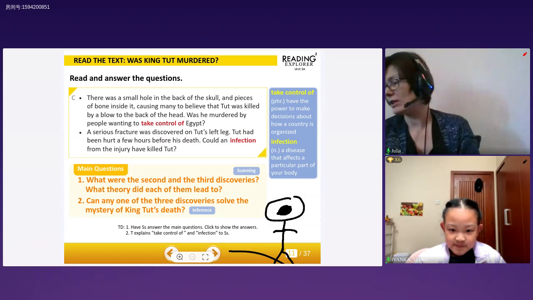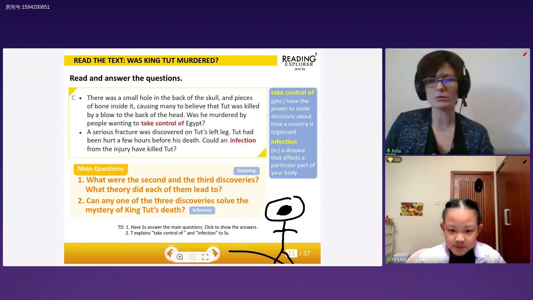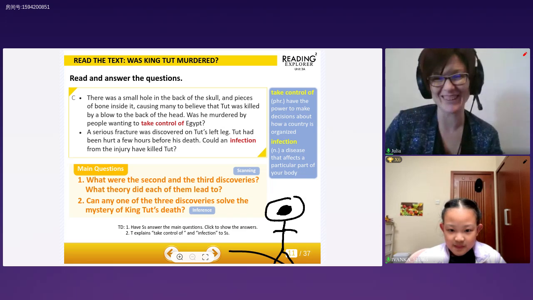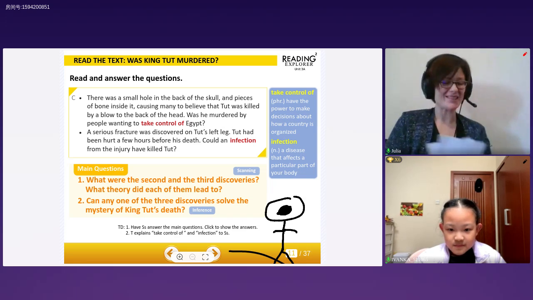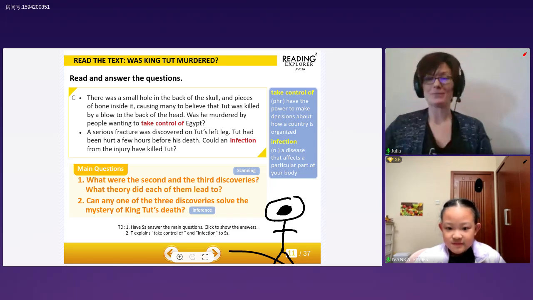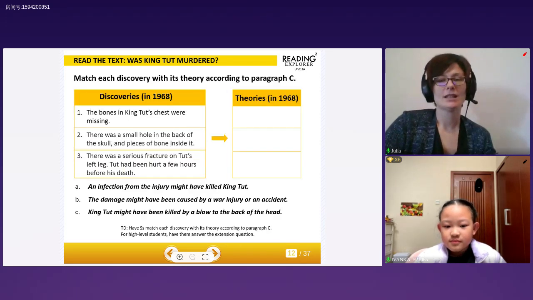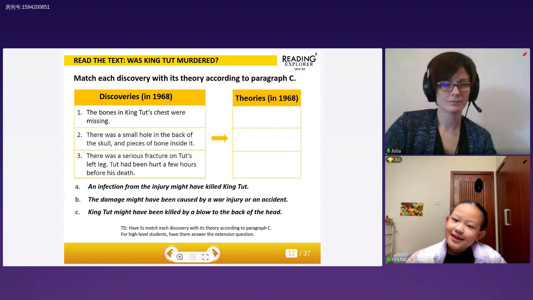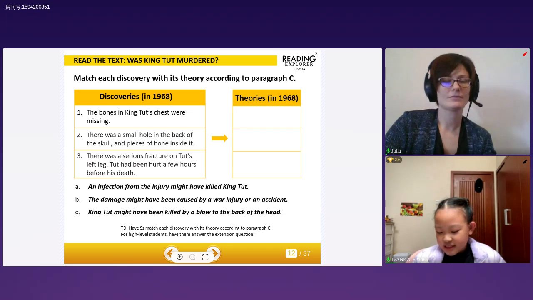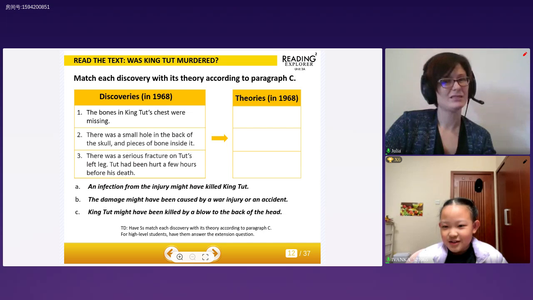So now that we know some probable causes, we will call them this way. Can we try to use the word therefore to conclude something about King Tut? What can we say? Therefore, King Tut might have gotten some disease when he was born. Very good.